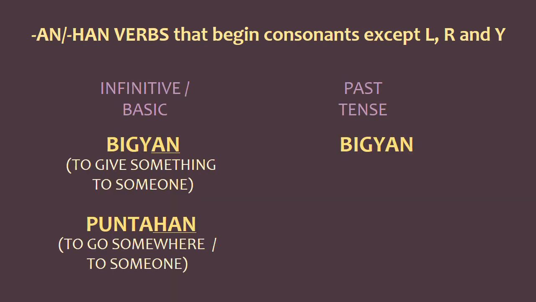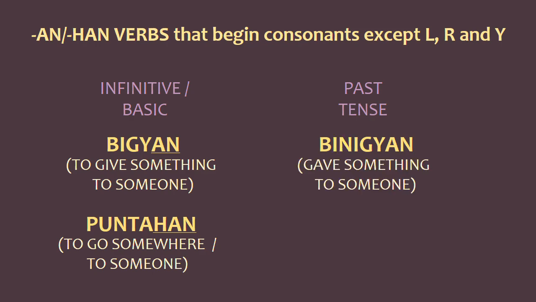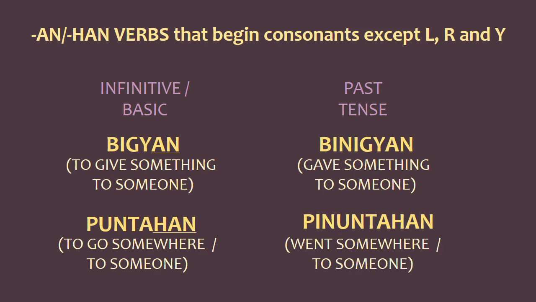To form the past tense, we insert the infix in between the first letter, which is B in this example, and the rest of the letters. So we have binigyan. And for our second example, we have P, right, as the first letter. So we insert in, pinuntahan.